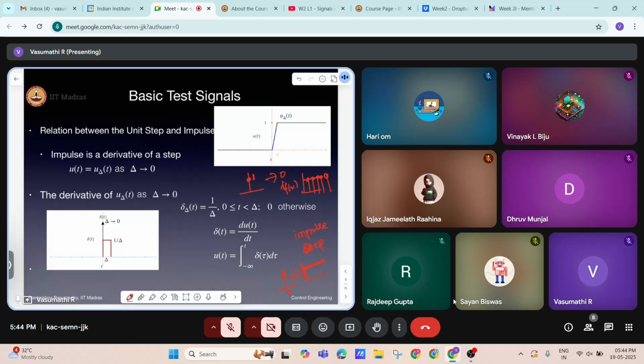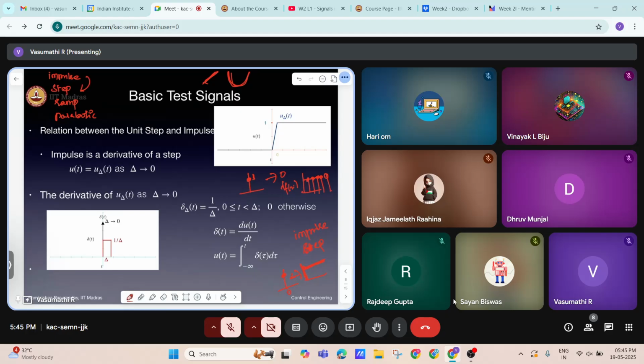I will write it properly. Here: impulse, step, ramp, parabola. These are some famous signals we used to use. I explained until ramp. Parabolic is like this. You would have noticed this in the mathematical courses.